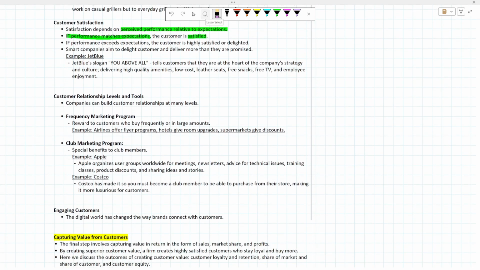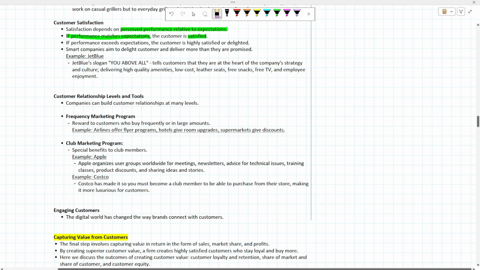Customer relationship levels and tools. Companies can build customer relationships at many levels. Frequency marketing programs reward customers who buy frequently or in large amounts. Examples of this are airlines offering frequent flyer programs, hotels giving room upgrades, or supermarkets giving discounts.